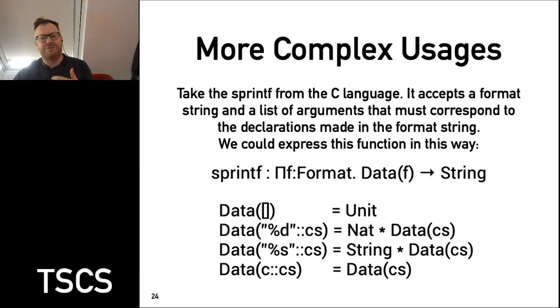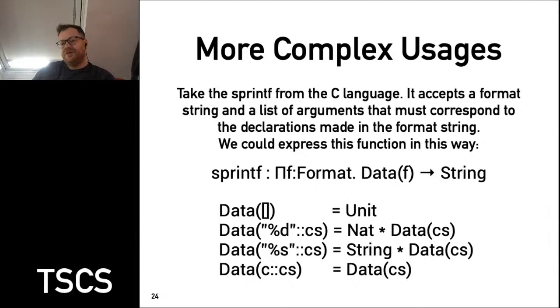Again, we're on the type level. We're not on the individual evaluation level. We're just trying to find a typing for our sprintf usage. And now let's look at data for a second. So data of an empty format would be unit. Data of an empty format string would mean that you would not use any data. So it should only be applied to an empty list of arguments. And this is why the type is unit.